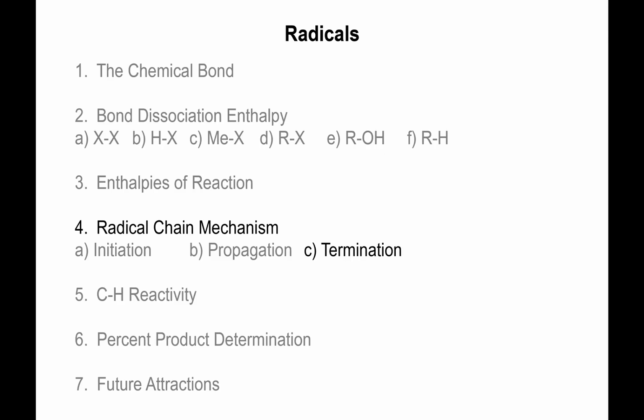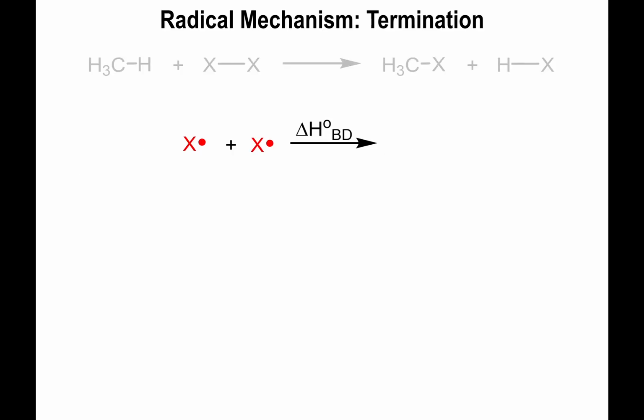Okay, the last step of this process is the termination step. And the termination step is when two radicals meet each other and basically decide, okay, let's hook up, let's make this happen. And you end up forming that new covalent bond. That's the termination process. You start with only radicals and you end with no radicals, right?